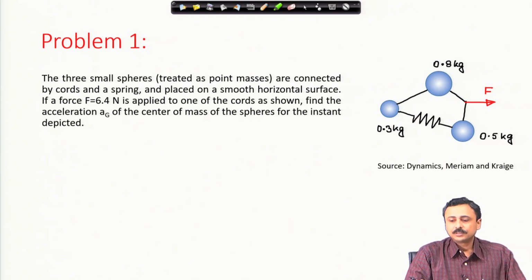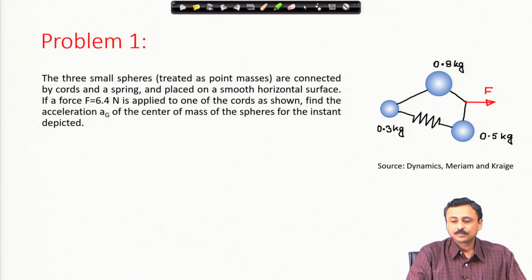So, we have three spheres connected in a certain fashion, and a force is acting on a cord which connects these particles, and there is a spring. Different kinds of connectivities are there between the particles, and the force is somehow transmitted to the system through that cord.